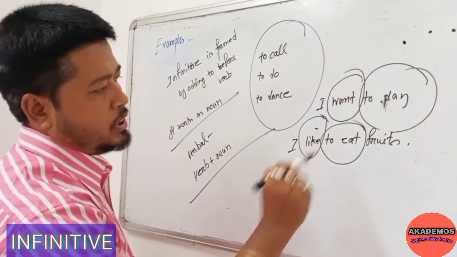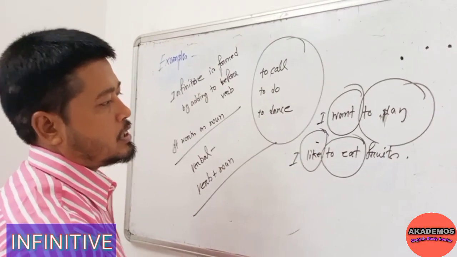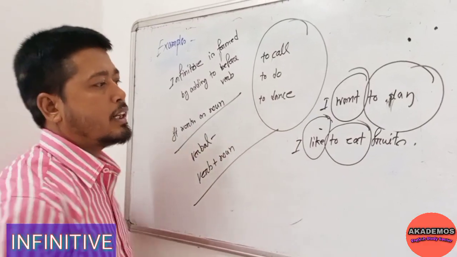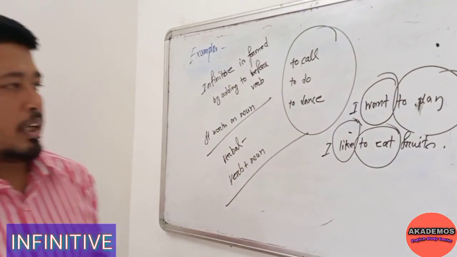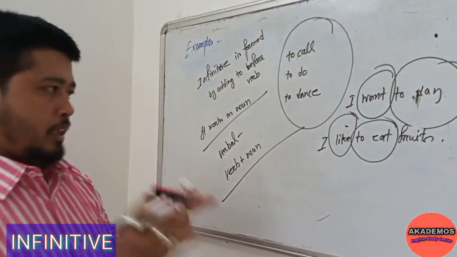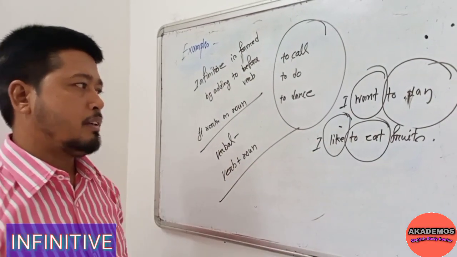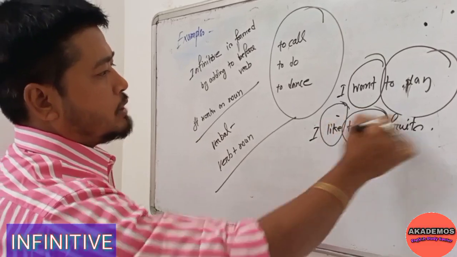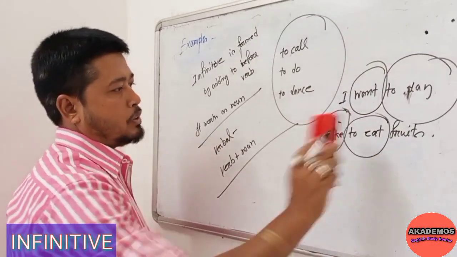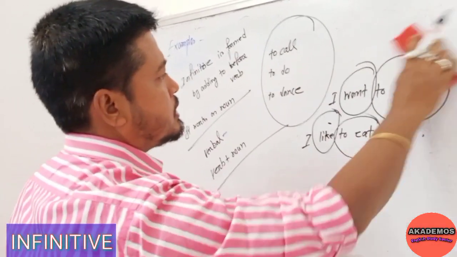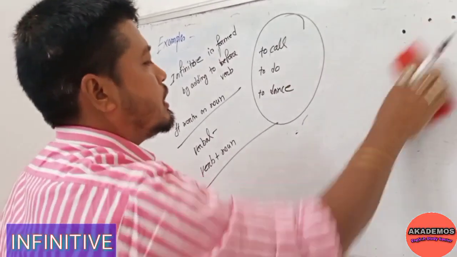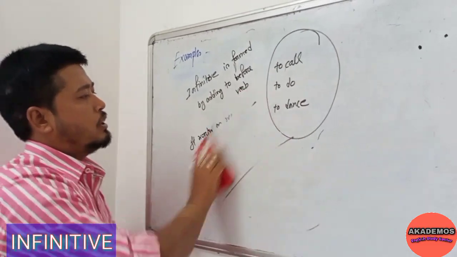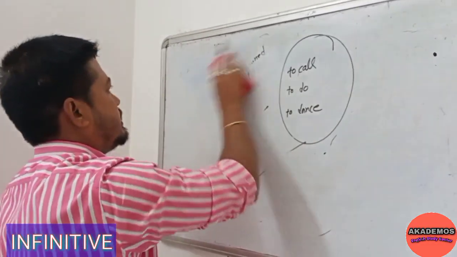To eat does not qualify the state of action. You cannot get the force of action of any tense. You will not get the force of action here, so tumra kokhonoi pabe na. That's why it becomes a non-finite verb, and it works as a noun. That's why it is infinitive, just like gerund. Infinitive also works as a noun. So you will have to understand this.